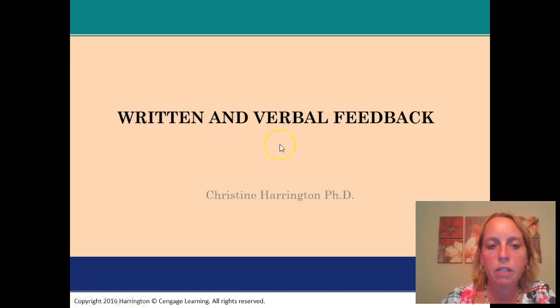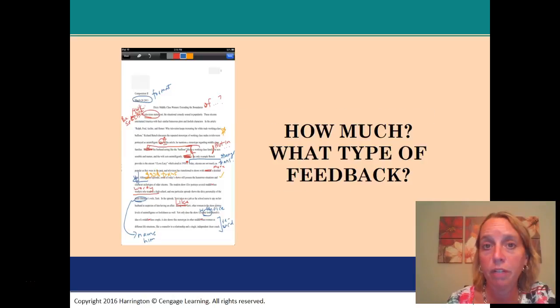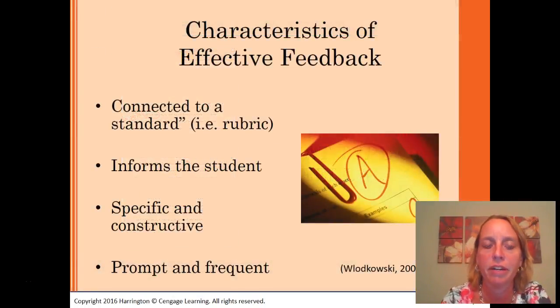Alrighty, so this one is on written and verbal feedback. We're going to talk a little bit about some of the research and some strategies to help you be effective at giving both written and verbal feedback. The first thing we'll take a look at is how much and what type of feedback faculty typically provide. We'll take a look at some of the research studies in this area.